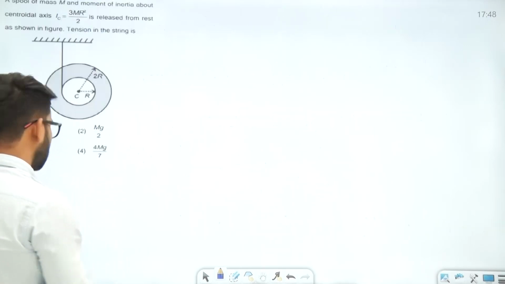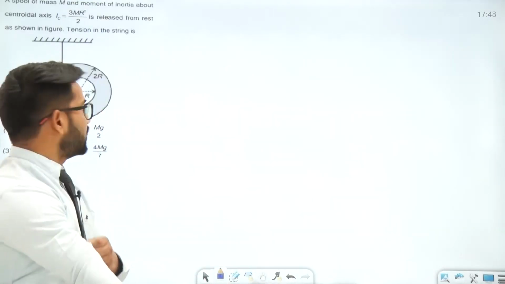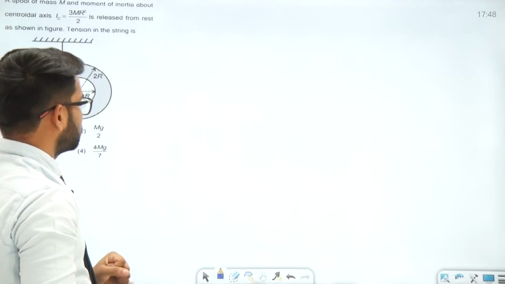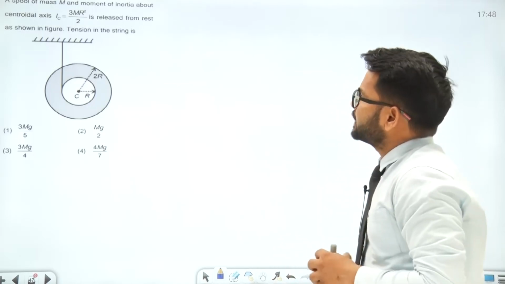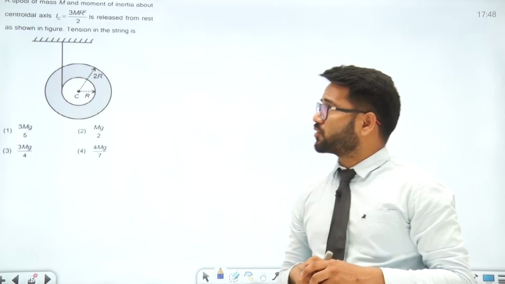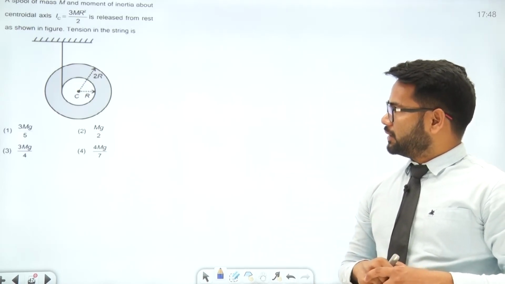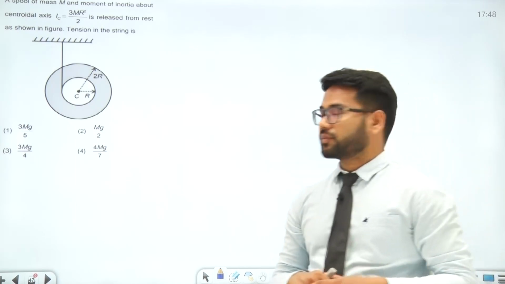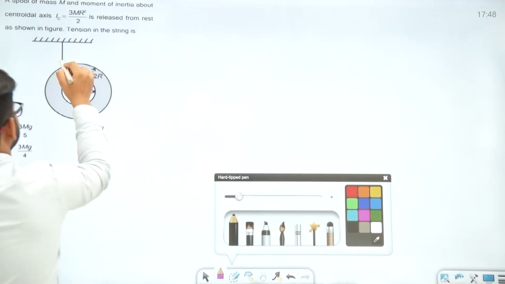Let's do a question on this concept, then it will be more understandable. Consider this question. A spool of mass m and moment of inertia about centroidal axis IC equals 3mr square over 2 is released from rest as shown in figure. Tension in the string is. We have to find out tension in string.